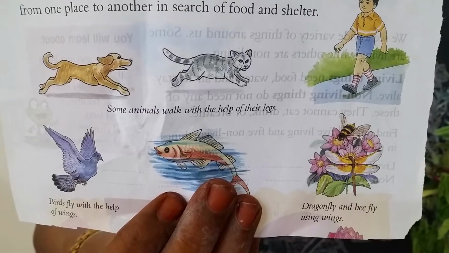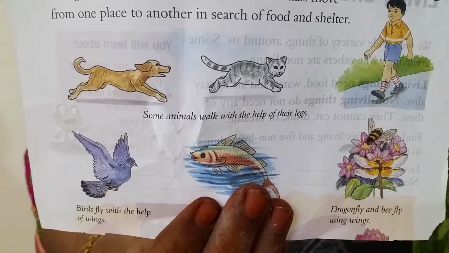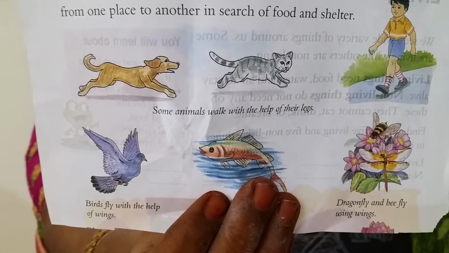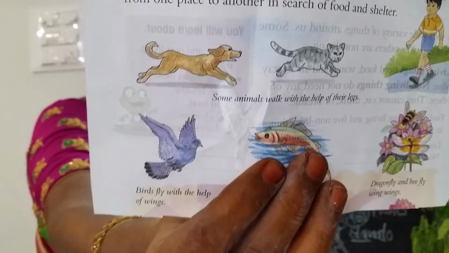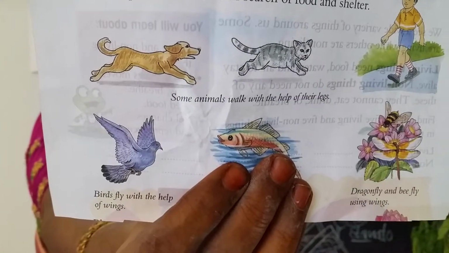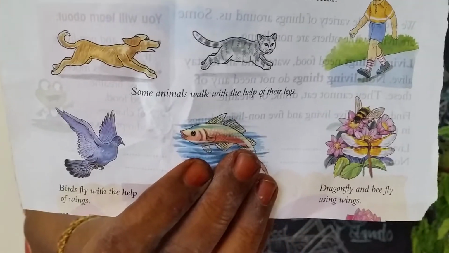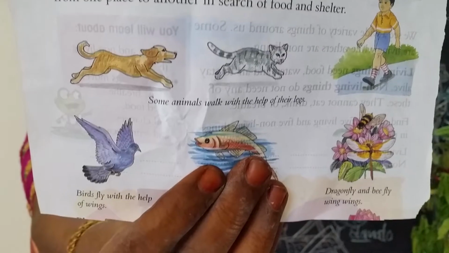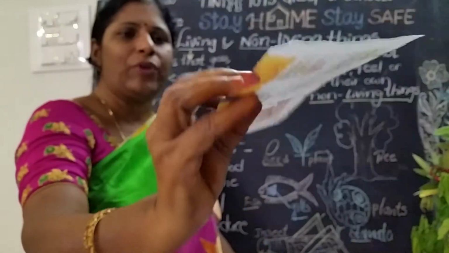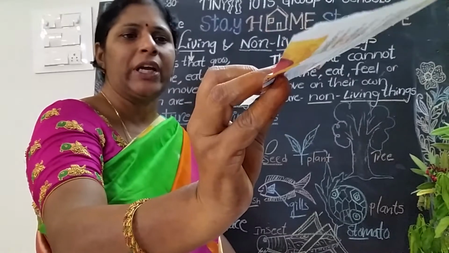The boy is moving on his legs. The dog and cat also move on their own with the help of their legs, but for different purposes. Here, the dog wants to chase the cat. Chase means the dog wants to catch and kill the cat. The cat wants to escape from the dog. So all the animals move from one place to another with the help of their locomotory organs.